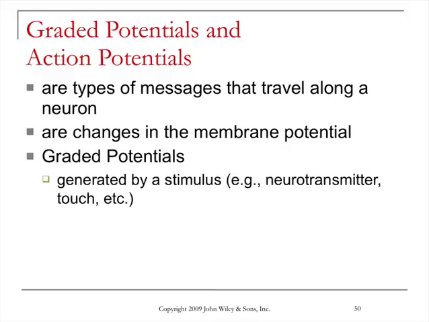Graded potentials are messages that are generated by a stimulus, for instance, a neurotransmitter or a sensory receptor, for instance, detecting touch. So in other words, if a neurotransmitter is being sent from one neuron to another neuron, that neuron that's receiving the neurotransmitter is going to start sending a message, and this message that's traveling down the dendrite or down a cell body is called a graded potential. So graded potentials are messages that are found along dendrites and along cell bodies.